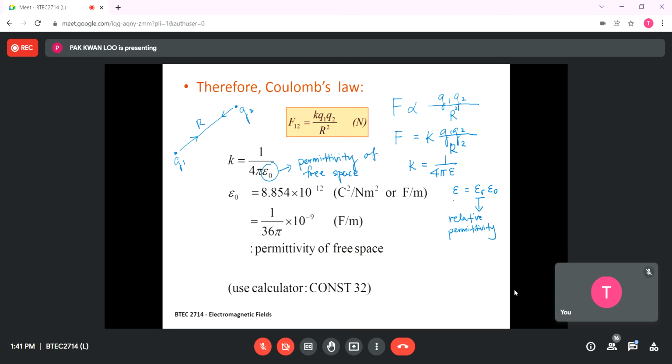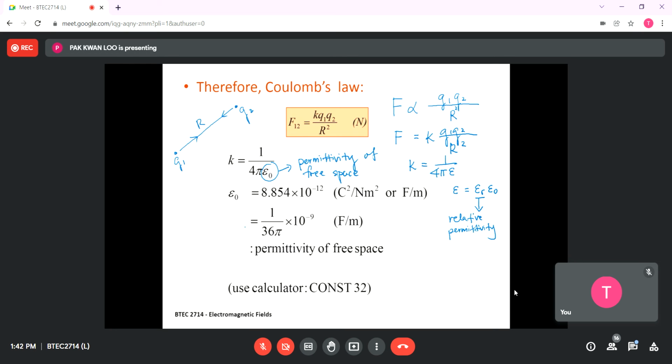So of course, for the permittivity itself of the material, we have to calculate the relative permittivity multiplied with the permittivity of free space, epsilon naught. Normally I will use this relation, which is much easier to remember: 1 over 36 pi times 10 to the power of negative 9.